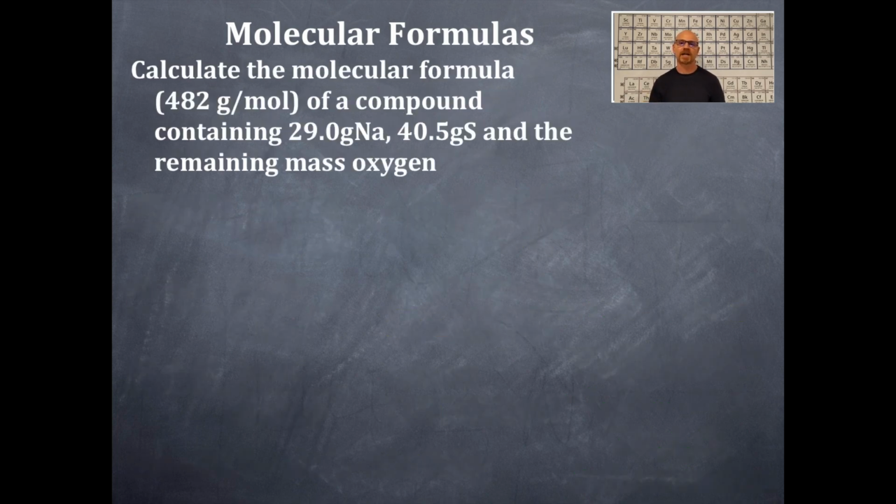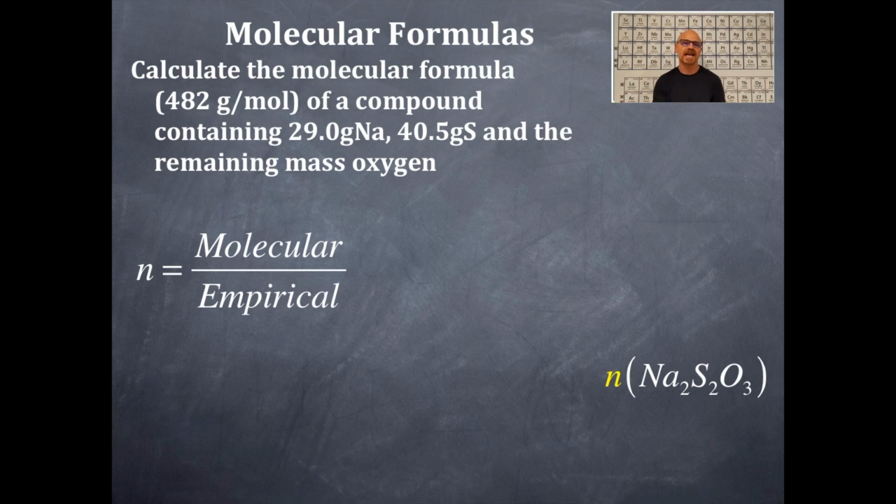So here we go. Here's what we're going to do. We're going to solve for n. Okay? So this is all about the n, and it's molecular over empirical. So if you think about it this way, it's all about me. Me. That's M over E. That's the me. And it's the molecular over the empirical. And what are we going to replace the molecular and empirical with? Their molar masses. So we're going to solve for the molar mass of sodium thiosulfate, and you're going to plug that into the denominator. You already have the molar mass for the molecular formula. You're going to plug that into the numerator.